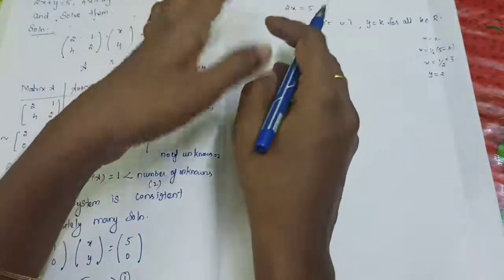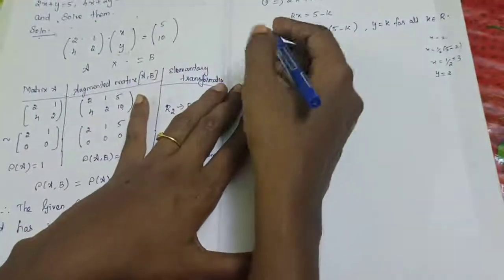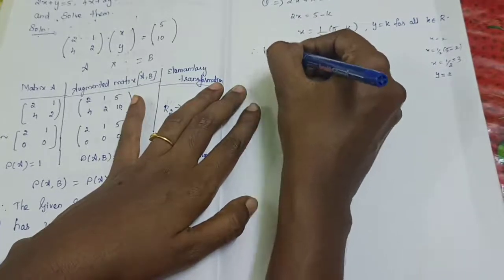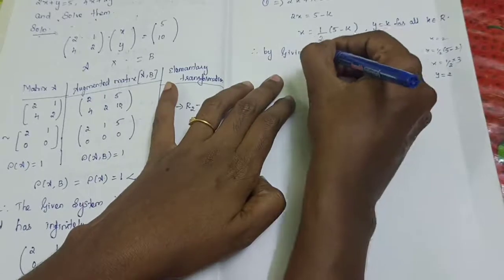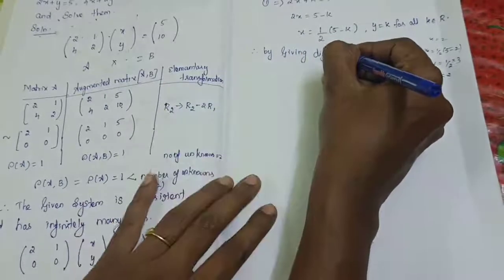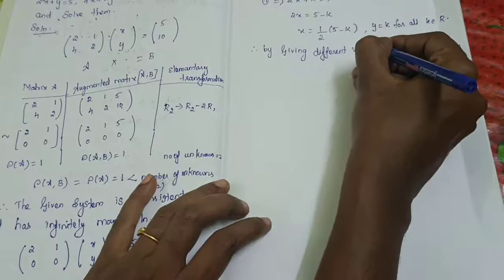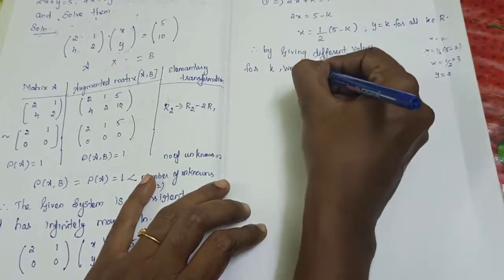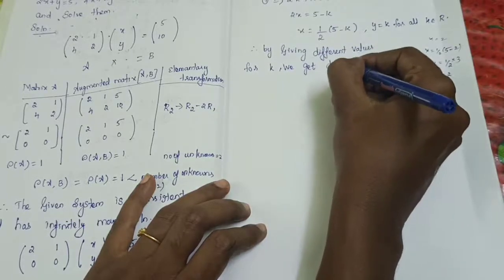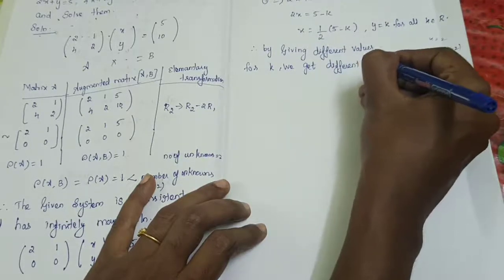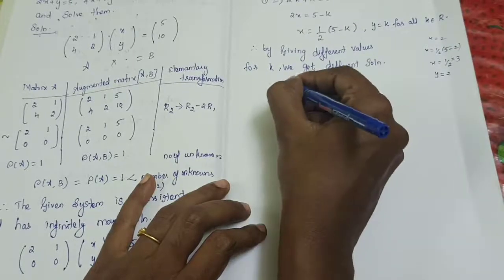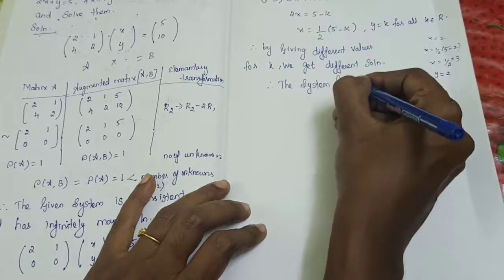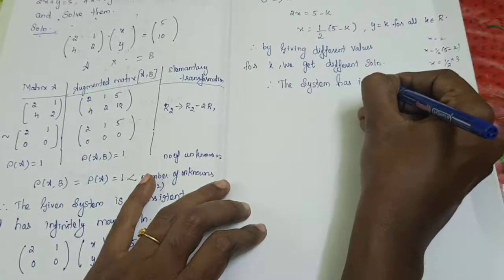Hence the system has an infinite number of solutions. We are going to conclude the answer. Therefore, by giving different values for k, we get different solutions. Therefore, what will you say? The system has infinitely many solutions.